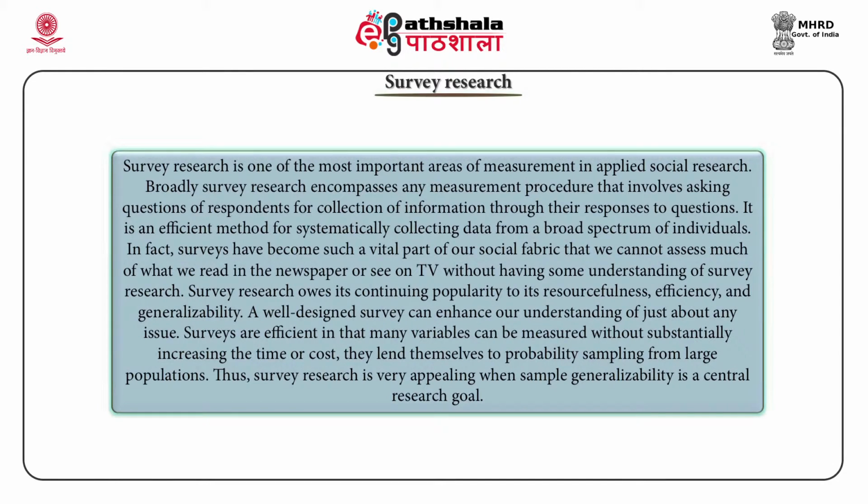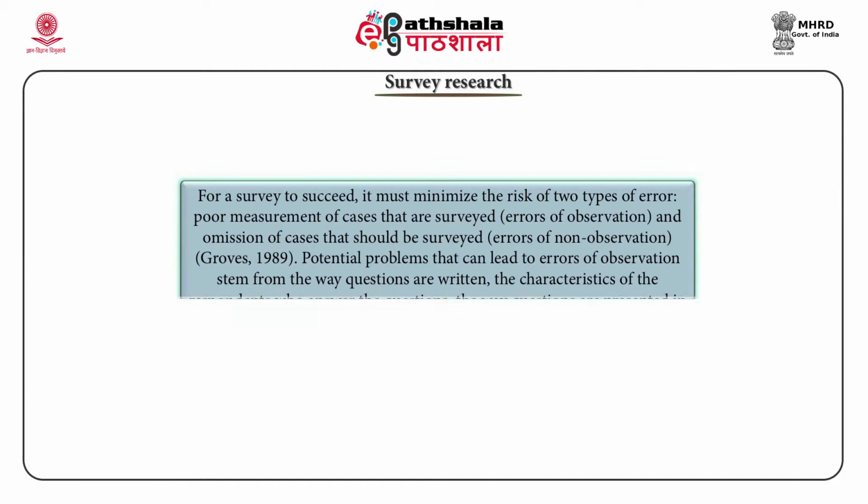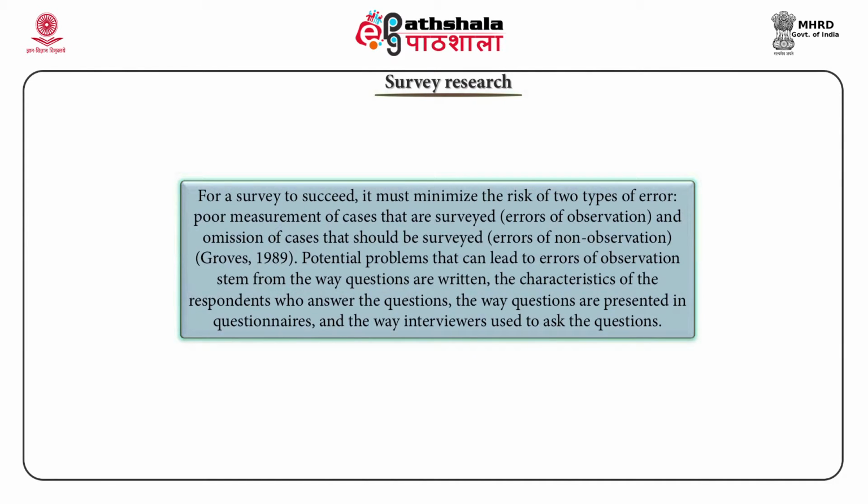It might be said that surveys are too easy to conduct. Organizations and individuals often decide that a survey will help to solve some important problems because it seems so easy to prepare a form with some questions and send it out, but without careful attention to sampling, measurement and overall survey design, the effort is likely to be a flop. For a survey to succeed, it must minimize the risk of two types of errors: poor measurement of cases that are surveyed and omission of cases that should be surveyed.